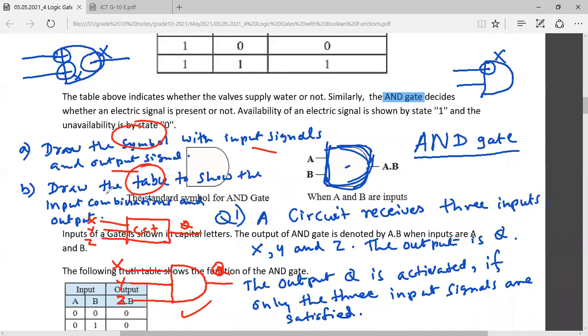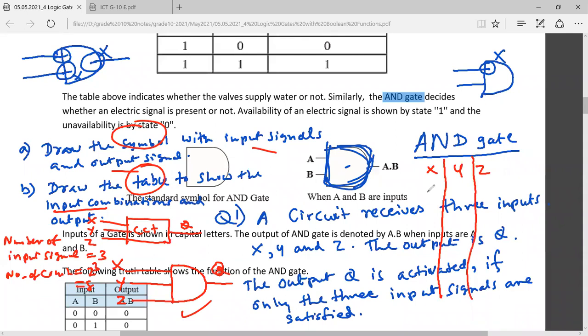Then they are asking to use a table. Why we are using this table? To show the input combinations. So how many number of inputs? Number of input signals equal 3. Number of combinations 2 to the power 3. So that is 8. 8 combinations. So I'm using මෙතන මම අදින්න X, Y, Z. 8 combinations are there. Okay, 8 combinations are there.